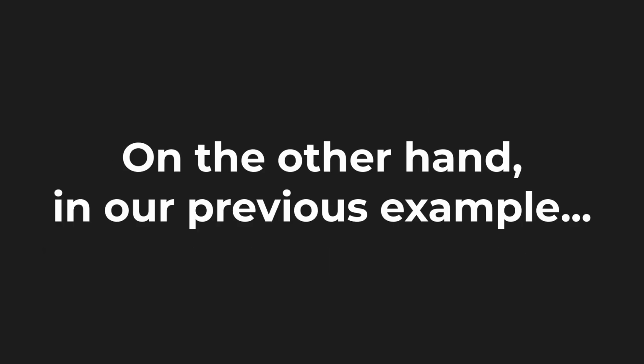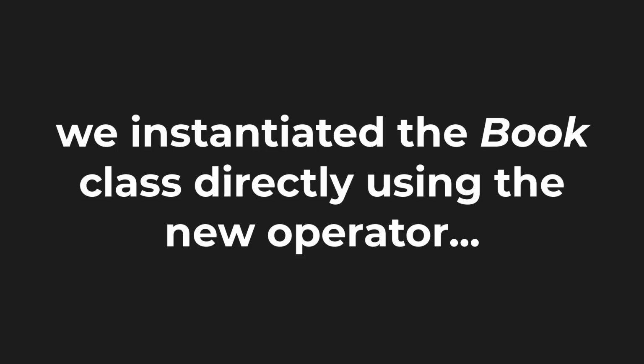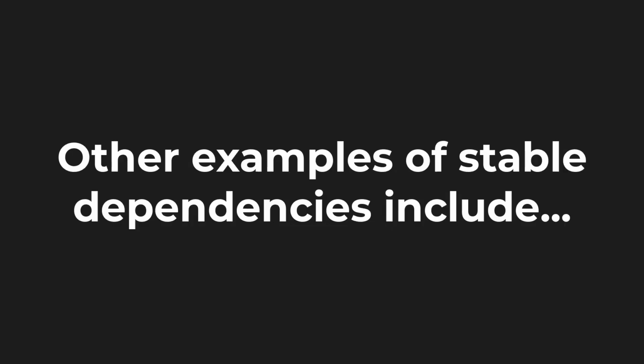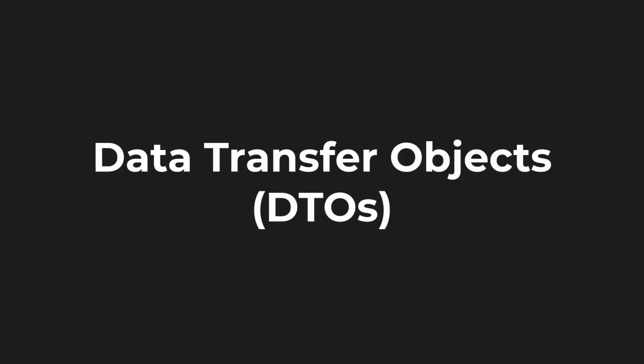On the other hand, in our previous example, we instantiated the book class directly using the new operator because the book class was a stable dependency. Other examples of stable dependencies include utility or helper classes and data transfer objects.